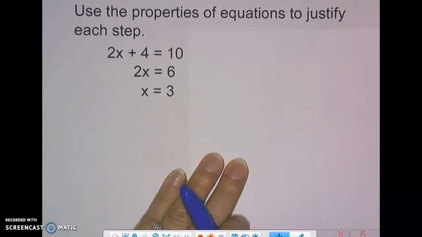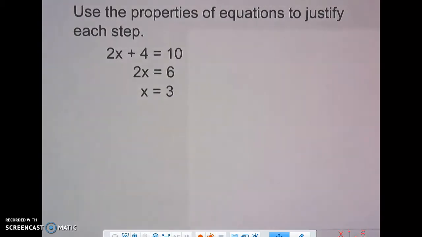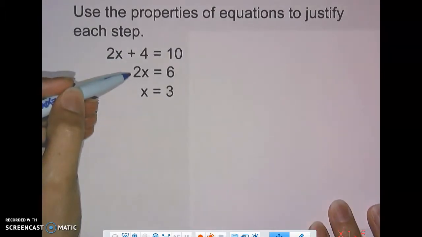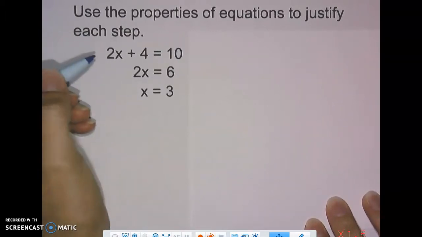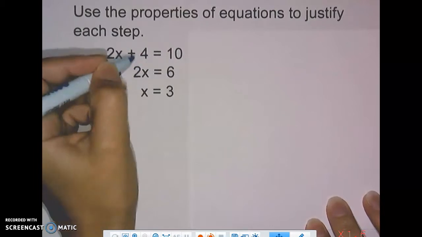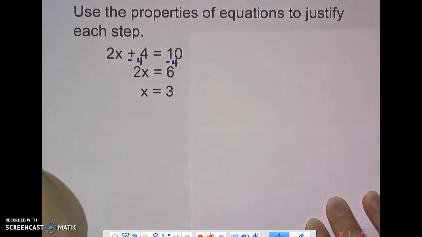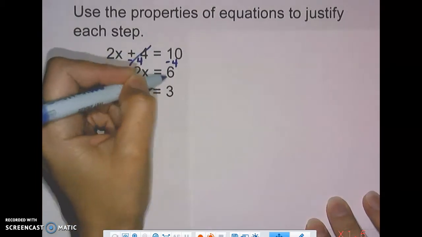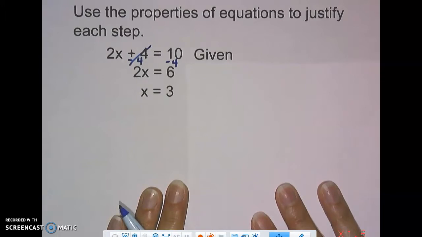So we're going to use properties of equations to justify each step. They've given us the equation 2x plus 4 equals 10. And the next step, they didn't show their work, but the next step that they got was 2x equals 6. Well, if we were to solve 2x plus 4 equals 10, in order to get rid of this adding 4, we would need to use the inverse operation, which is subtraction. So if we subtract 4 on the left, those are going to go away, and 10 minus 4 is 6. So first we had given, because that was given to us, and then we subtracted 4 on both sides.